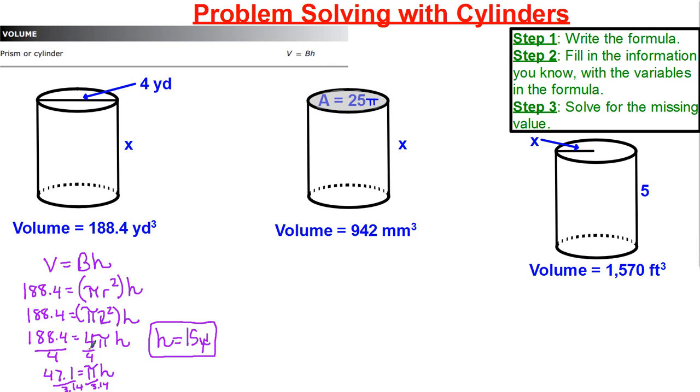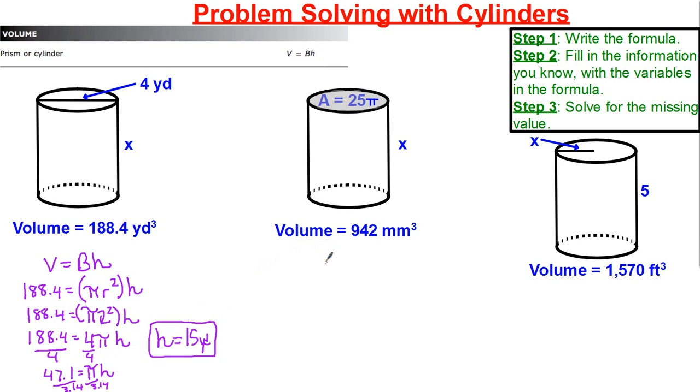Now if you wanted to, you could have multiplied 4 by pi and just divided that by 188.4. But I wanted to get smaller numbers before I divided by pi. So that's why I did that.